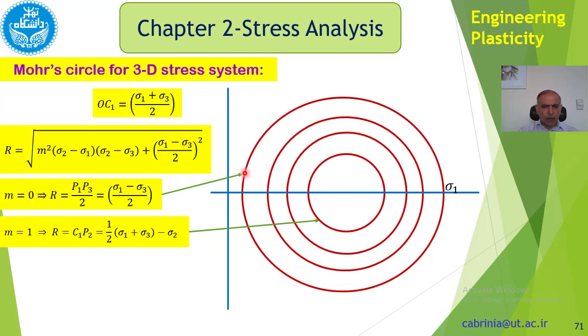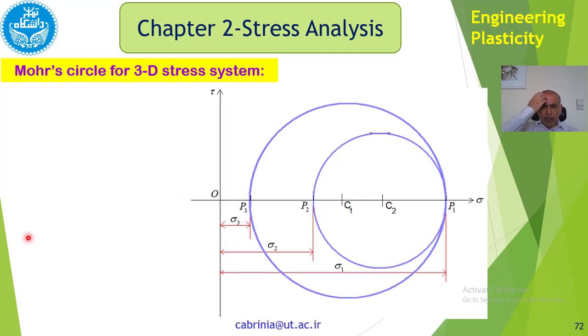Okay, that is 0, that's 1, and these circles are in between. Okay, so that's how these circles for sigma 1 change as we change the cosine ratio m from 0 to 1.